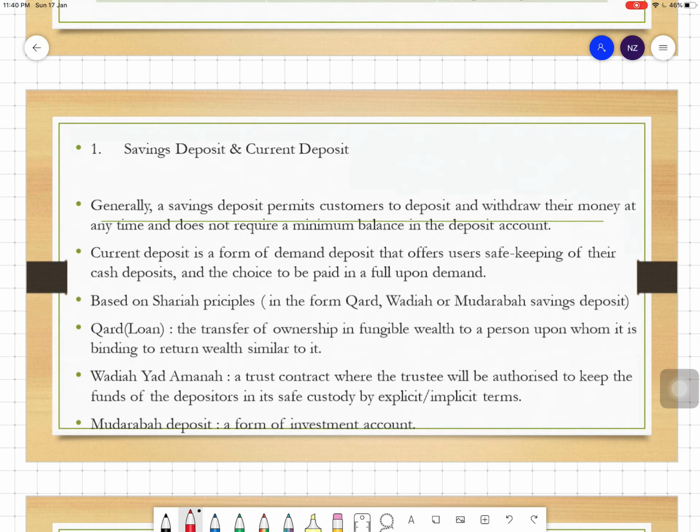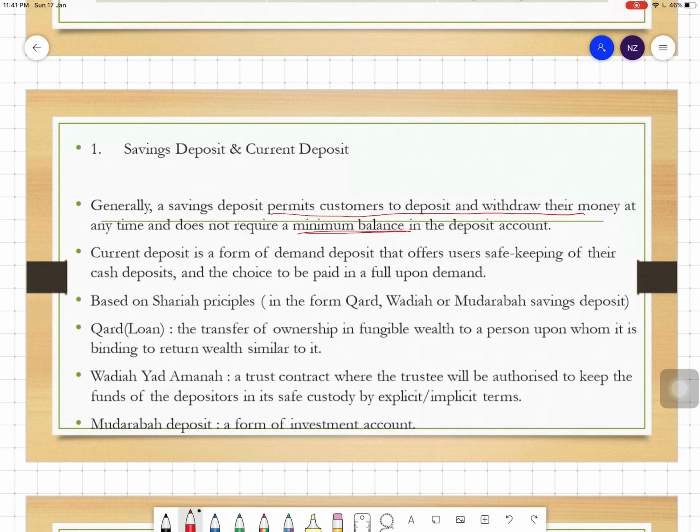Generally, for saving deposit ni is macam kita punya savings account harian kita tau, yang biasa CIMB Clicks lah, Maybank2u lah, tu yang kita selalu hari-hari keluarkan dan masukkan duit at any time. So that is like a general meaning of saving deposit that permits customers to deposit and withdraw their money at any time and does not require any minimum balance in the deposit account.